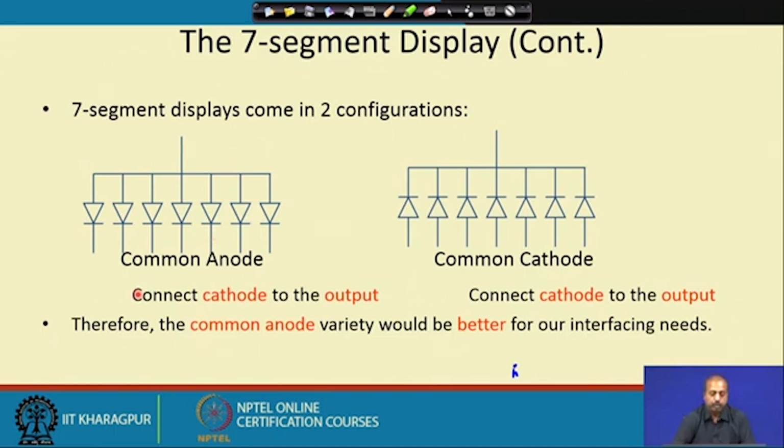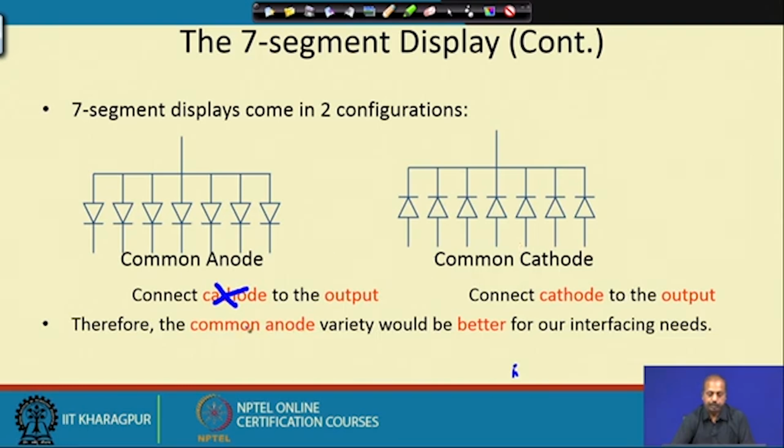In case of common anode, cathode lines are connected to the output, and in case of common cathode, anode lines are connected to the output. So, here the common cathode will be connected to the ground, and here the common anode will be connected to the supply. So, this is wrong. This should be common anode. So, here common anodes will be connected to the supply, and in this case common cathodes will be connected to ground.